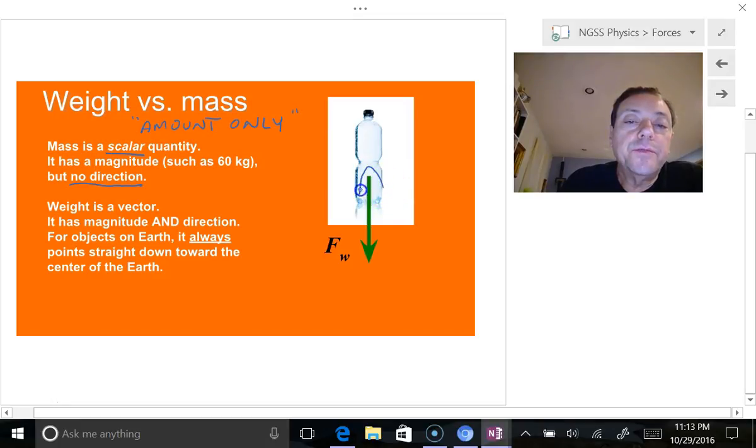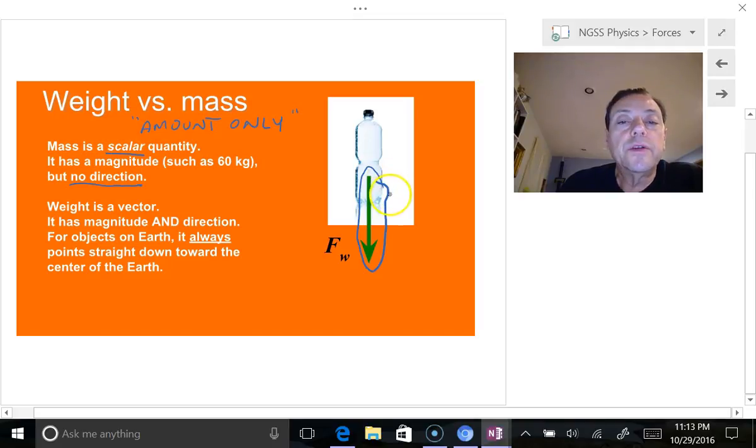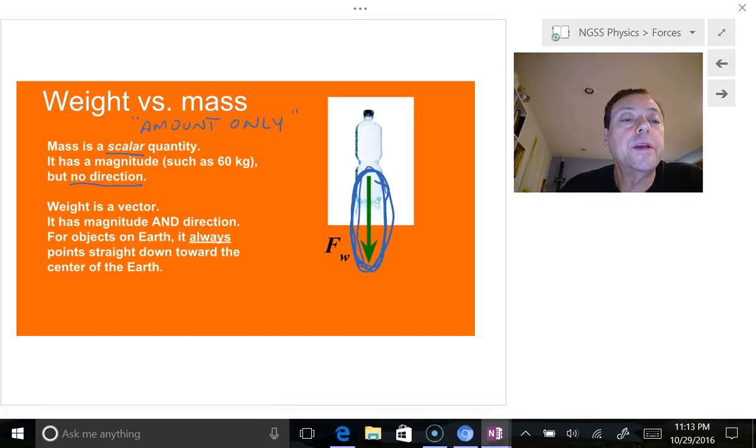Forces are vectors, and we typically represent them with arrows. The size of the arrow's length is proportional to the size of the force, and of course the arrow's direction points in the direction of the force. So this is actually a very convenient symbol for forces. In fact, it's a very convenient symbol for any vector quantity, any quantity that has direction. For example, forces.